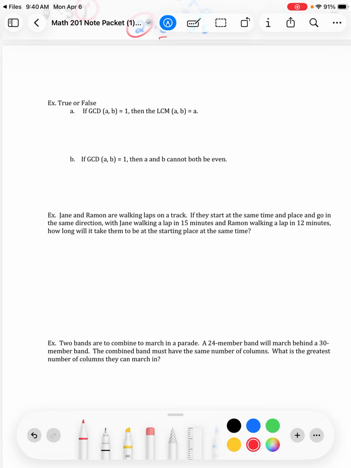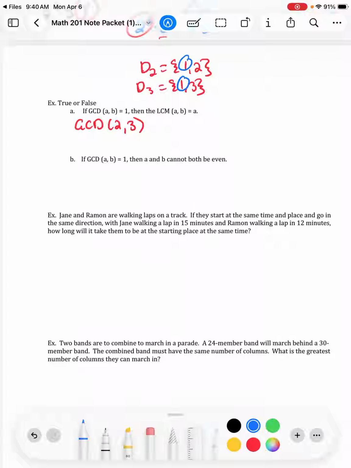So I'm going to think of two numbers that don't have any divisors in common besides 1, because 1 divides everything. So I'm going to go with easy or silly numbers. So 2 and 3. If I were to list out their divisors, the divisors of 2 are 1 and 2, and the divisors of 3 are 1 and 3. So the only number they have in common is 1. So this part I have true. I want to see what happens to the LCM.